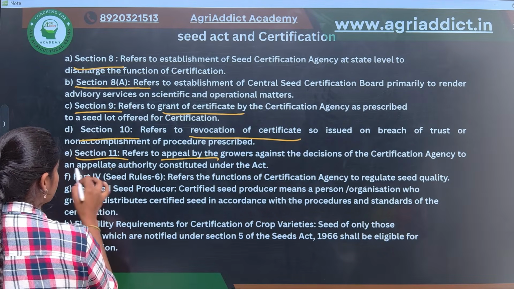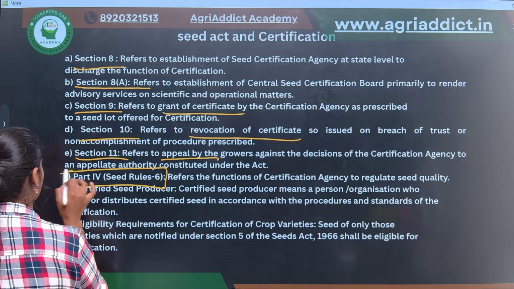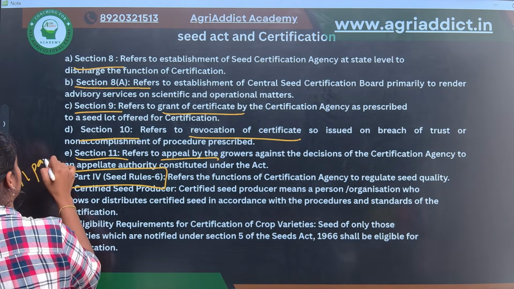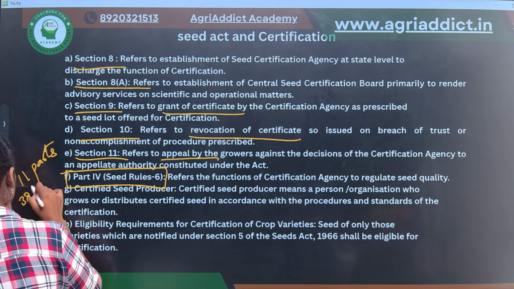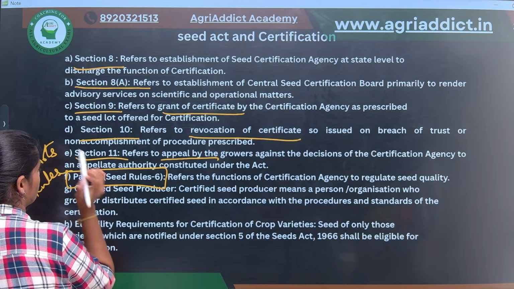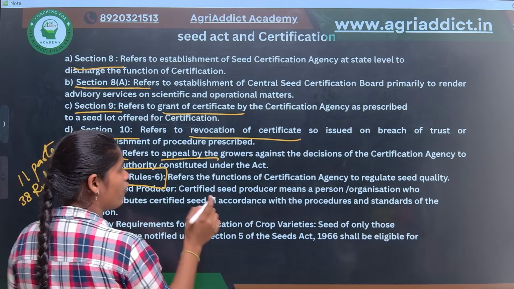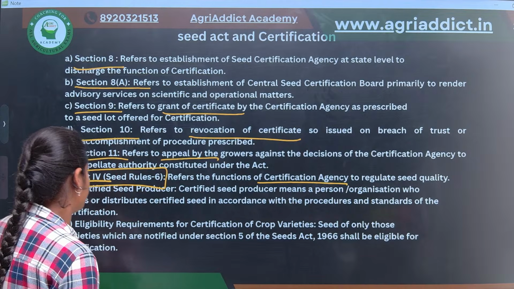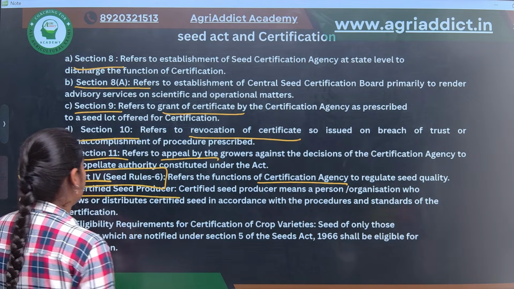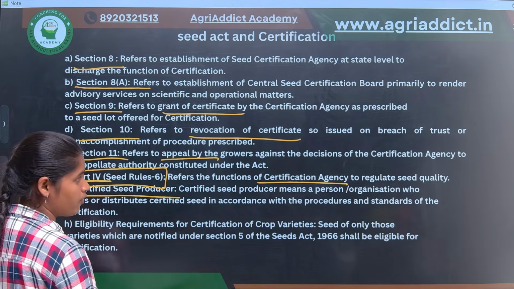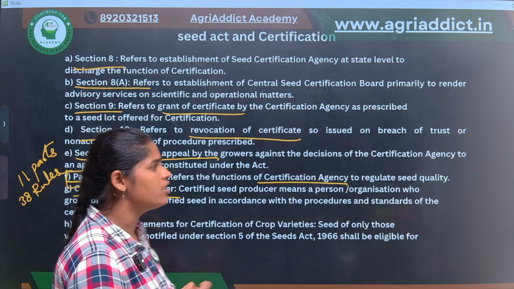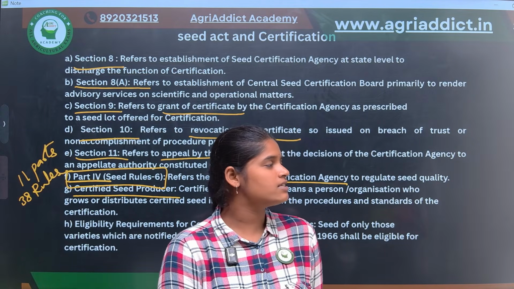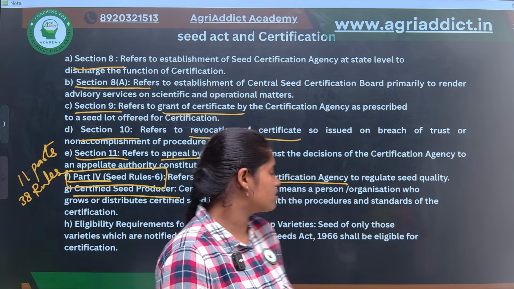And in seed rules, where we have 11 parts and 38 rules, right? In that, part 4 will specifically mention the functions of certification agency. Then it also mentions who is a certified seed producer. Who is a certified seed producer? Try to answer this.